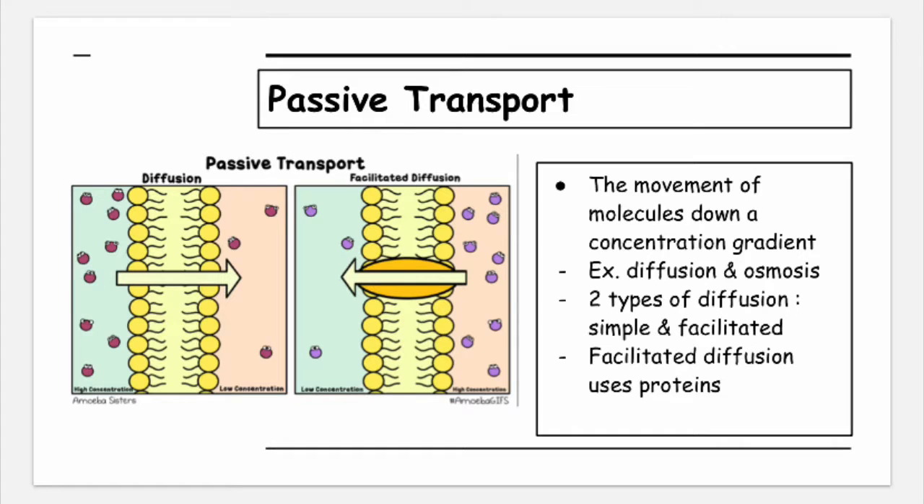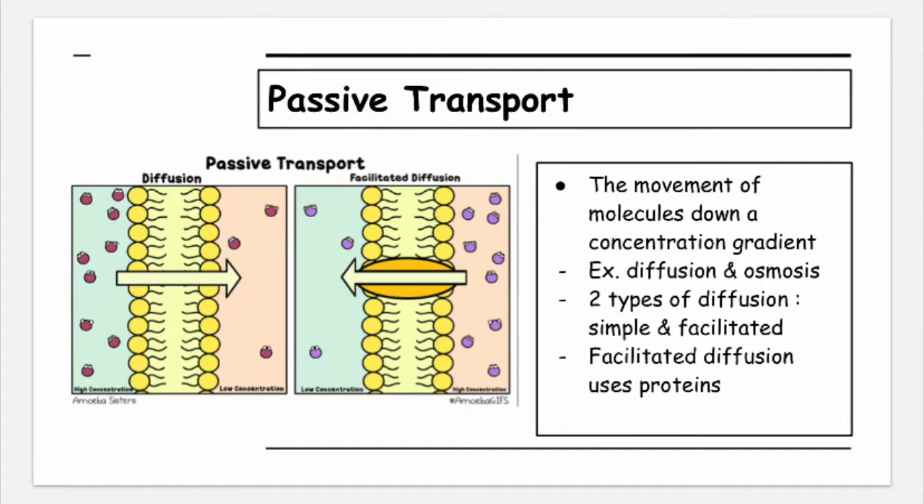The first type of transport that we're going to talk about is passive transport, which doesn't use any energy. Passive transport can be described as the movement of molecules down a concentration gradient from a region of high concentration to a region of low concentration until equilibrium is reached. Two examples of passive transport that you should know are diffusion and osmosis.